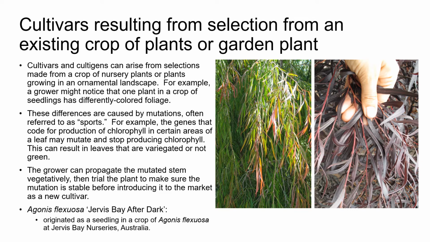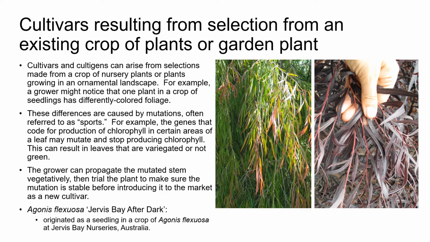The seedling was grown on, then propagated by vegetative methods, and later introduced to the nursery trade under the cultivar name 'Jervis Bay After Dark', although you'll often see it listed in California nurseries as just Agonis flexuosa 'After Dark'. And we have an example of this plant in the Southern Hemisphere garden at Cabrillo.